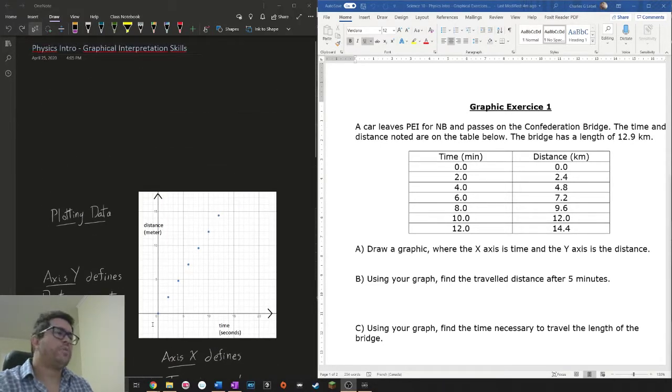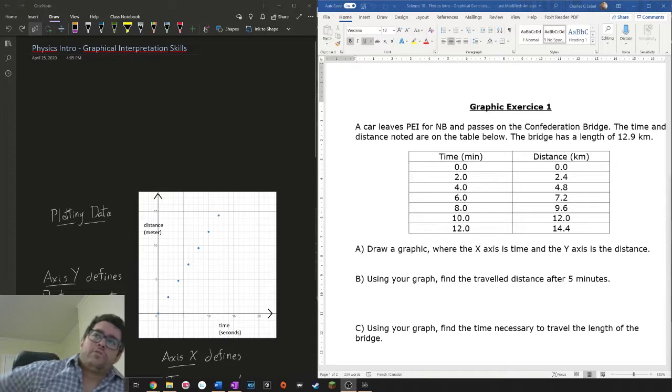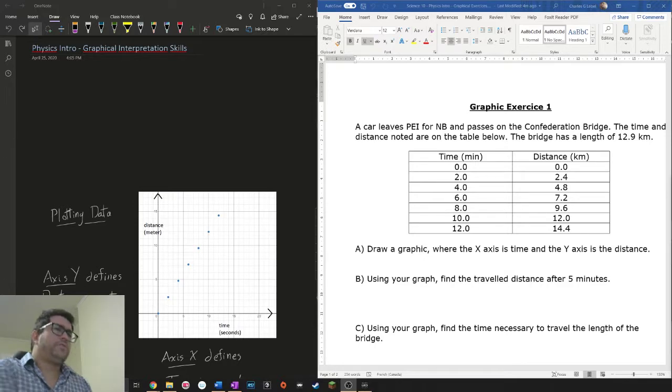Right, welcome back everybody. This is Physics: Intro to Graphical Interpretation. So for this week, we're going to be looking into graphs.